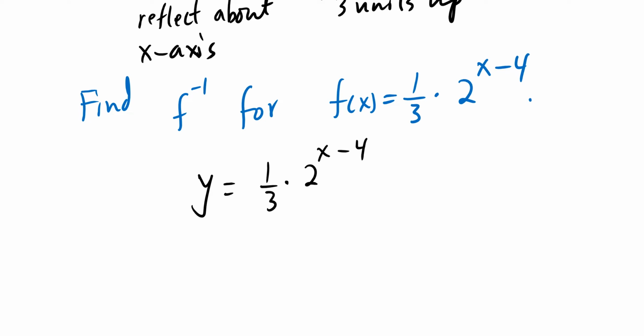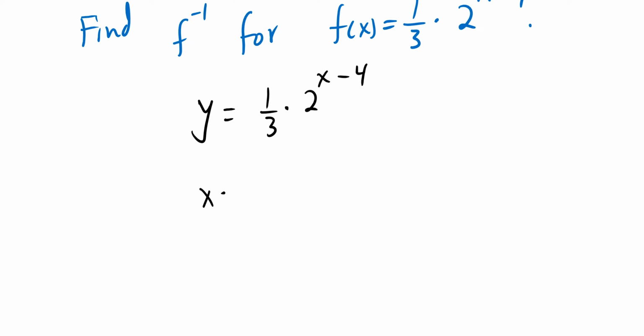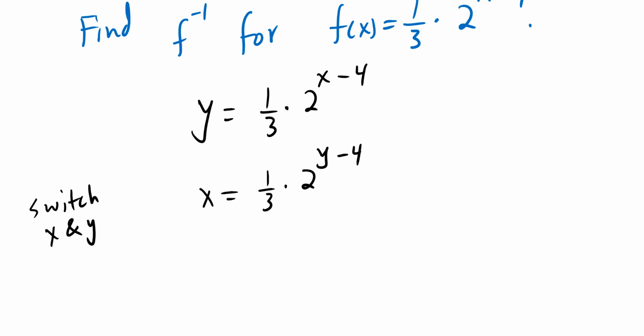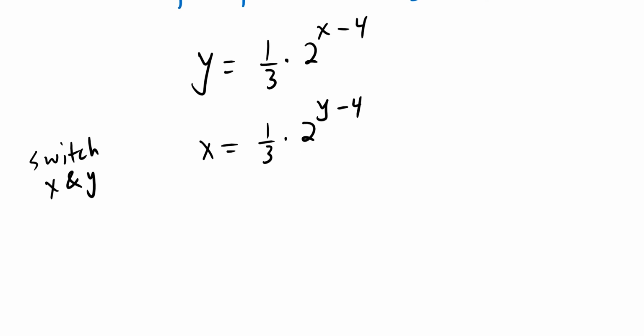To find the equation of the inverse, two things need to be done. First, switch x and y, so make x y, y x, as you see. And now we need to solve for y. So here we switch x and y. And now we need to solve for y. How do you solve for y? First thing that bothers us here is the 1/3. So if you multiply both sides by 3, that makes it 3x equals 2 to the y minus 4.